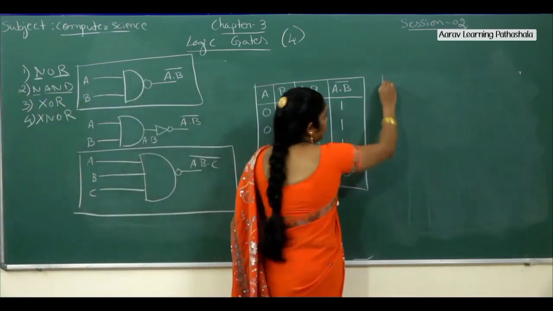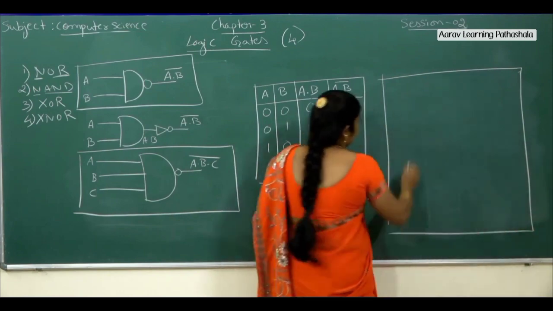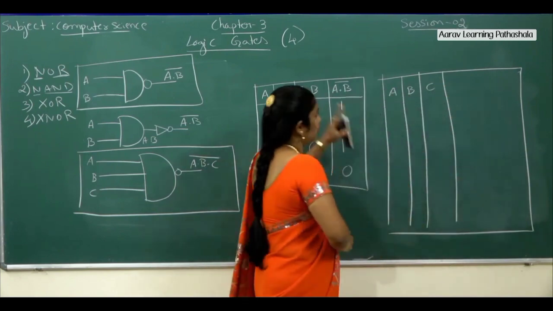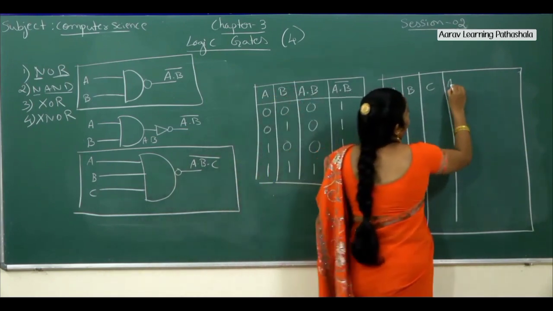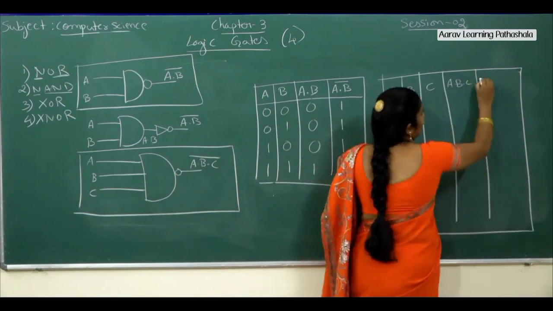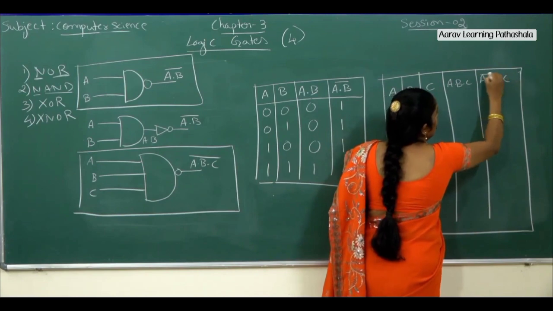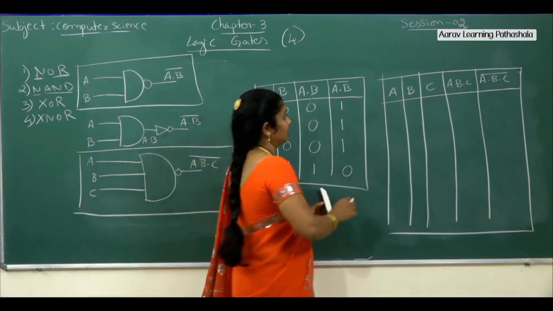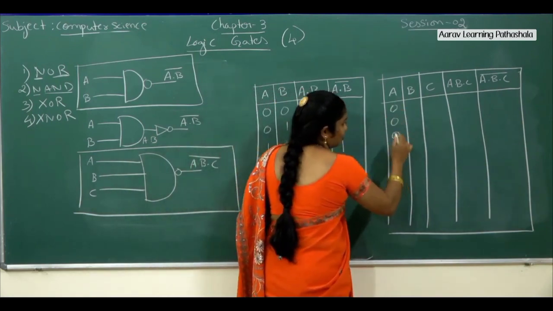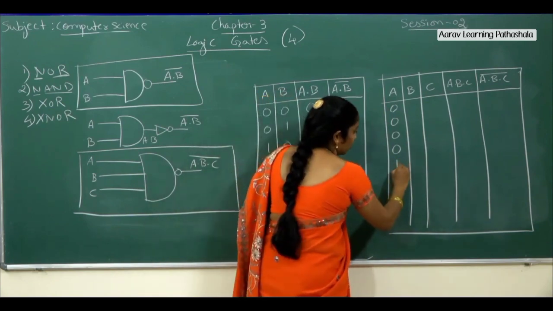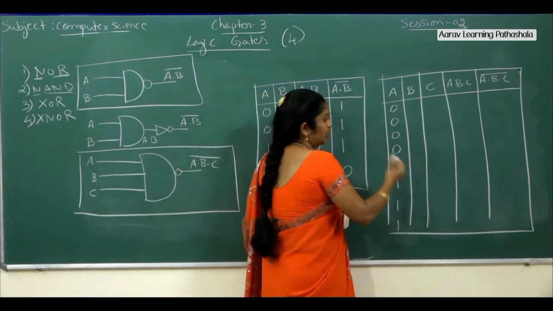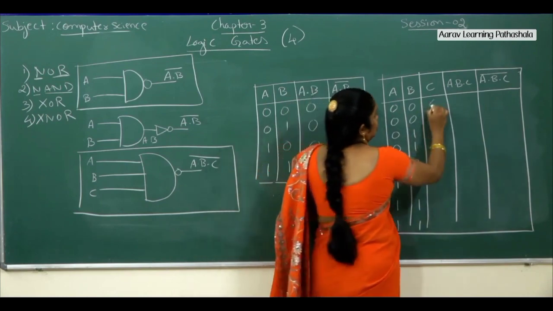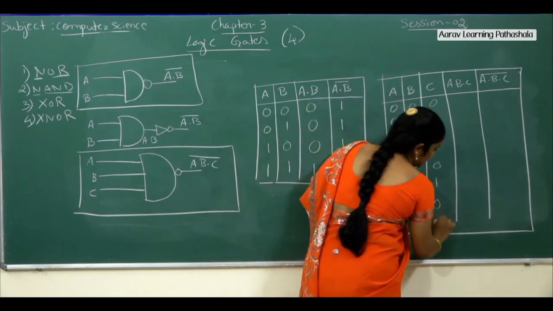Next, for three variables, how to write the truth table? In the same pattern, take down A, B and then C. For the output, first find out A dot B dot C, and then finally find out A dot B dot C whole bar. If you have three variables, then write down first 4 times 0, then 4 times 1. 1, 2, 3, 4, 4 times 0 here I have written. Next 4 times 1. Next alternately 2 times 0, 2 times 1, 2 times 0, 2 times 1. Next 0, 1, 0, 1, 0, 1, 0, 1.